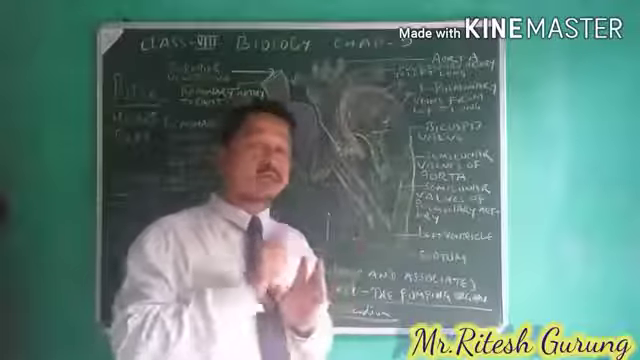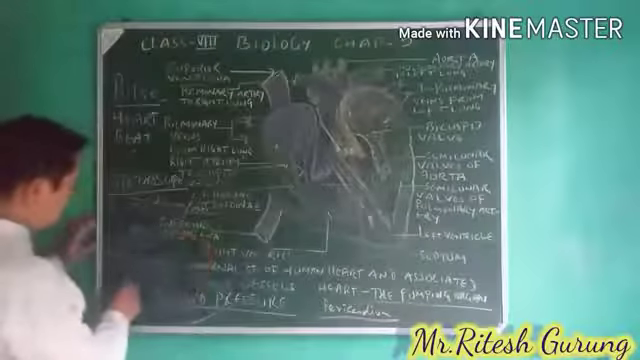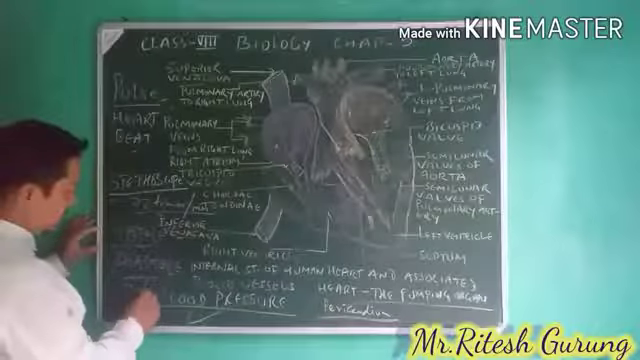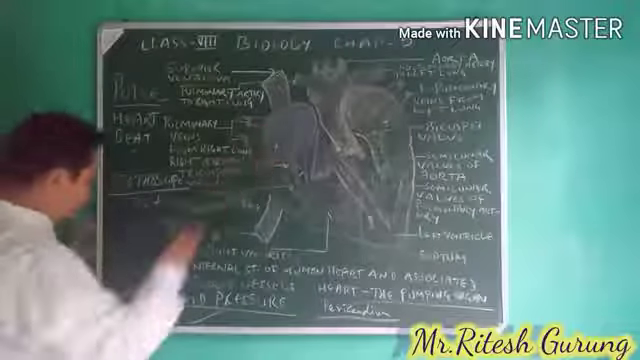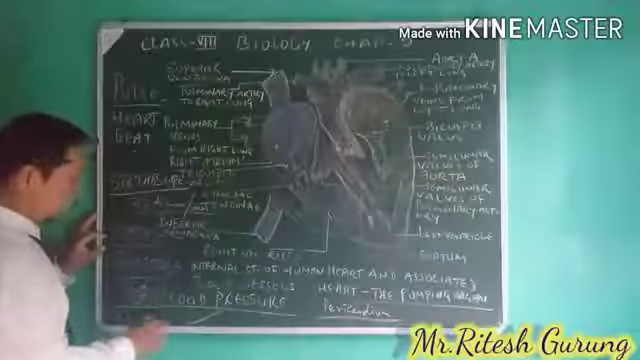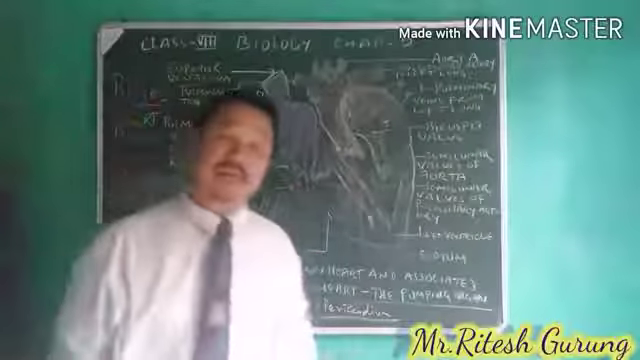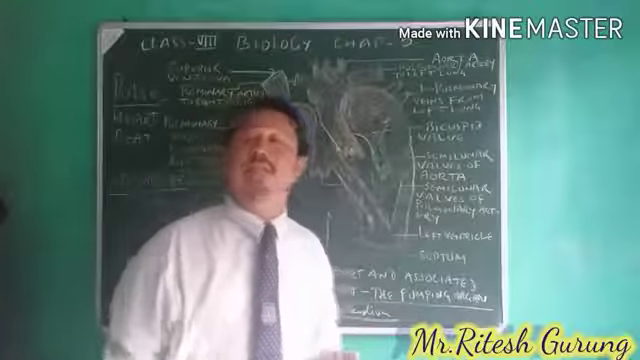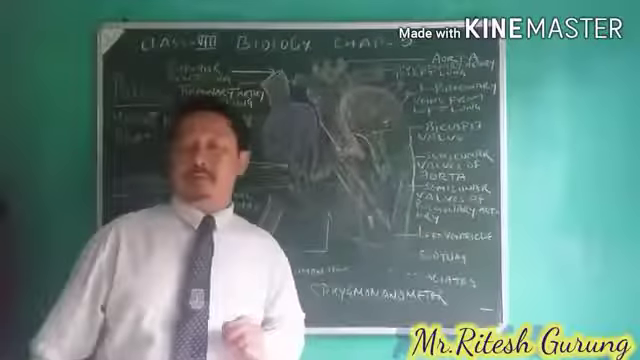So normal is 120 by 80, which means when it contracts, at that time it should be 120. When it relaxes, then at that time the pressure should be 80. So 120 by 80. This is how the pressure is measured. These are the blood pressure readings.